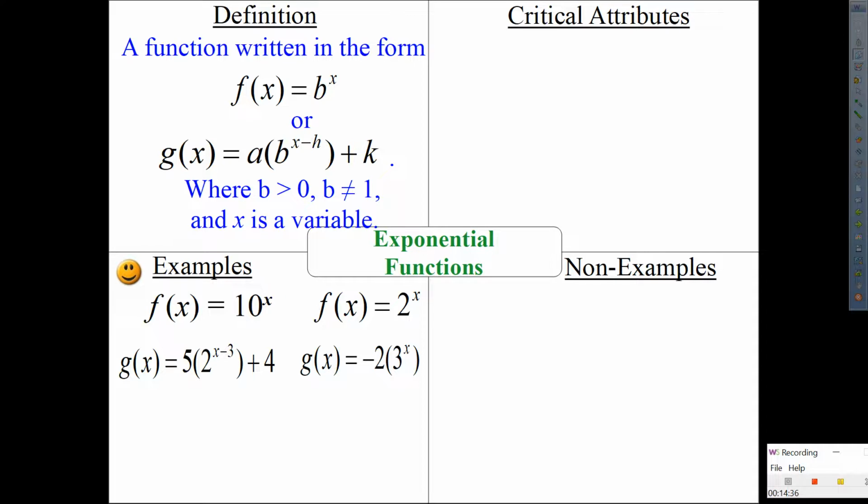So I hope that you see the obvious reason why these are called exponential functions, because the exponent is a what? Tell your neighbor. The exponent is a what? Mainly a variable. Okay. So with that said, look at these non-examples. Don't copy them. Tell your neighbor why those two are not exponential functions.